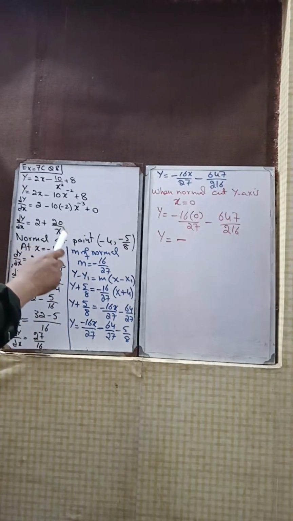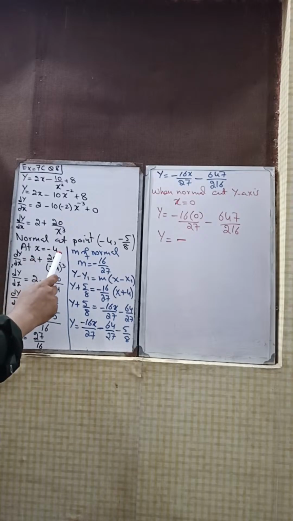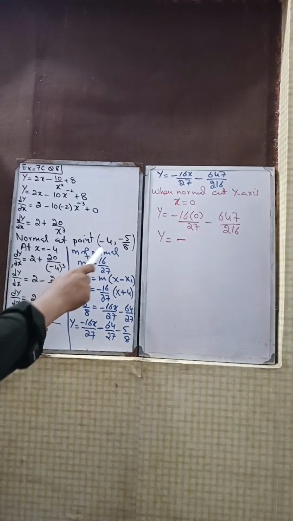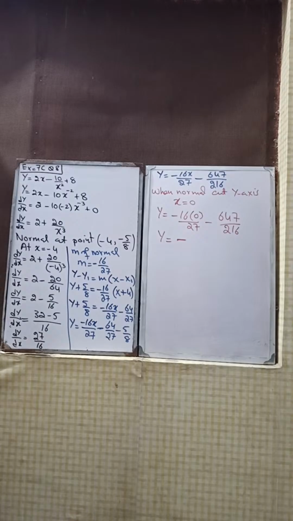So this is 2 plus 20 by x cube. So 2 plus 20 divided by, in the place of this x, I will put minus 4. The cube of the minus 4 will be 4 multiplied 4, 16. 16 multiplied 4 is 64. Okay. So due to that negative, I put negative here. So now 2 minus 20 divided by 64. So let me check on the calculator. 2 minus 20 divided by the 64. The answer is, this is 27 by 16.